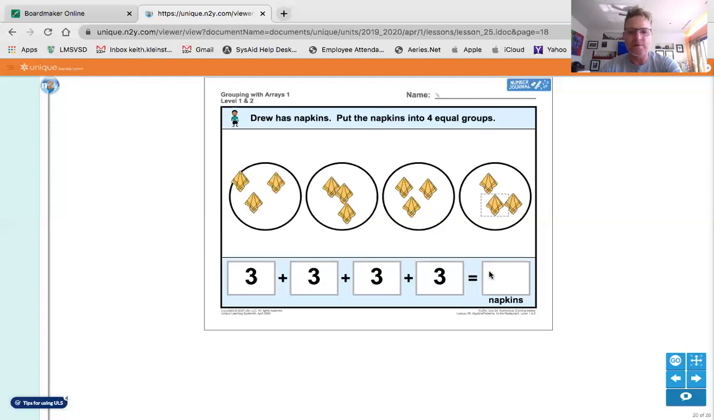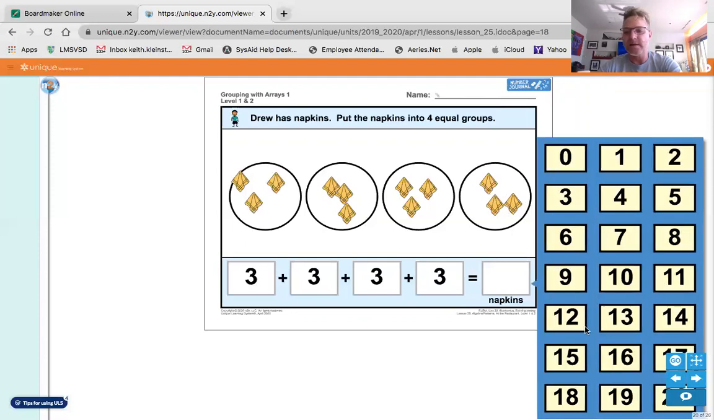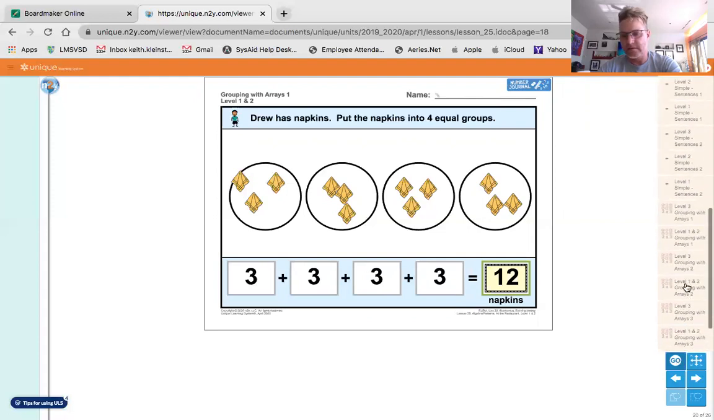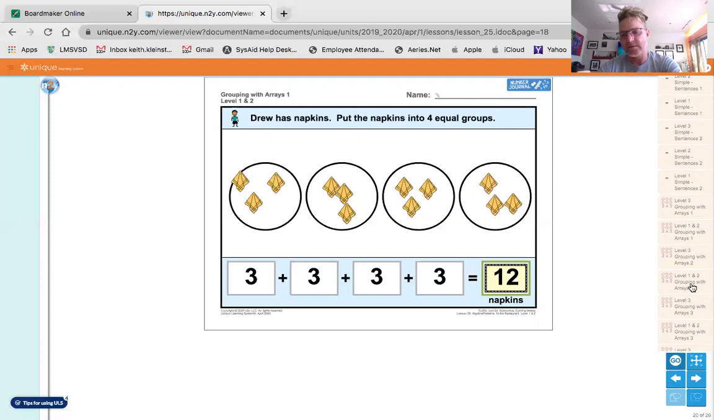3 plus 3 plus 3. This is in 4 equal groups. We've got 3, 4, 5, 6, 7, 8, 9, 10, 11, 12. So in 4 equal groups, that answer would be 12. Bing. Okay. This one. Now we're going to do this one.